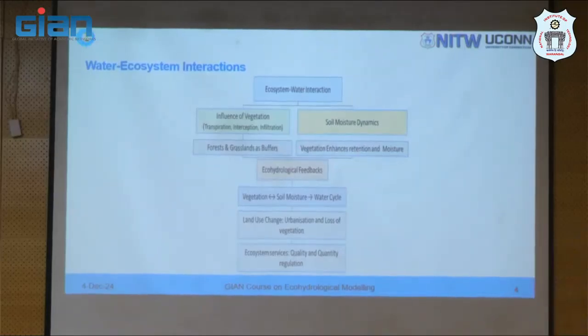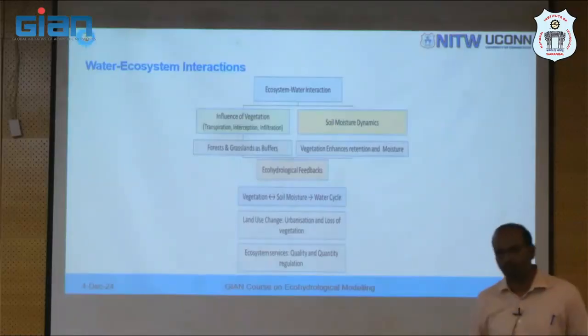Sometimes vegetation enhances the retention of soil moisture, and because of this, eco-hydrological feedbacks come. There is the interaction between vegetation and soil moisture, as well as with the water cycle. Vegetation may increase the soil moisture, and at the same time it will also extract water in the form of transpiration, sometimes from the deeper levels. But because of the presence of vegetation, your soil moisture also increases, right? And because there is an increase in soil moisture and vegetation, there may be an enhanced evapotranspiration, which may change the microclimate and lead to more precipitation.